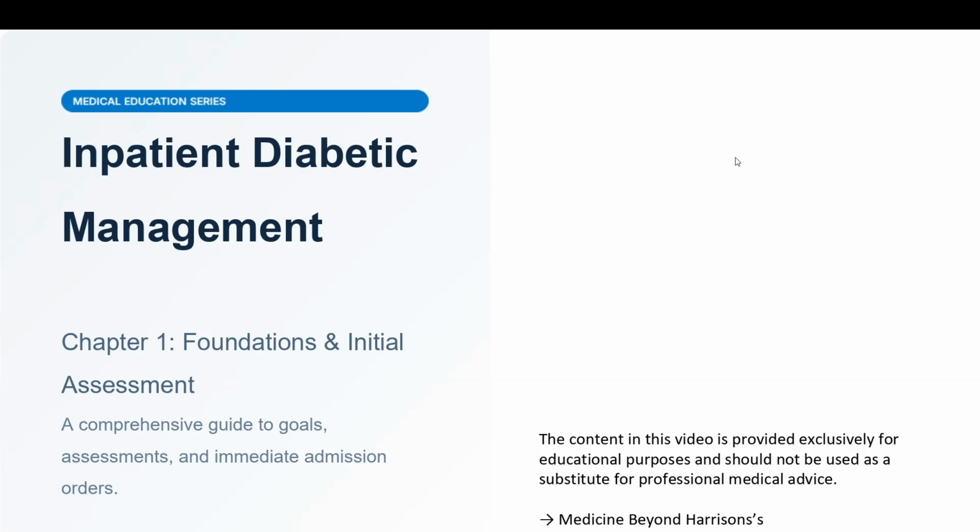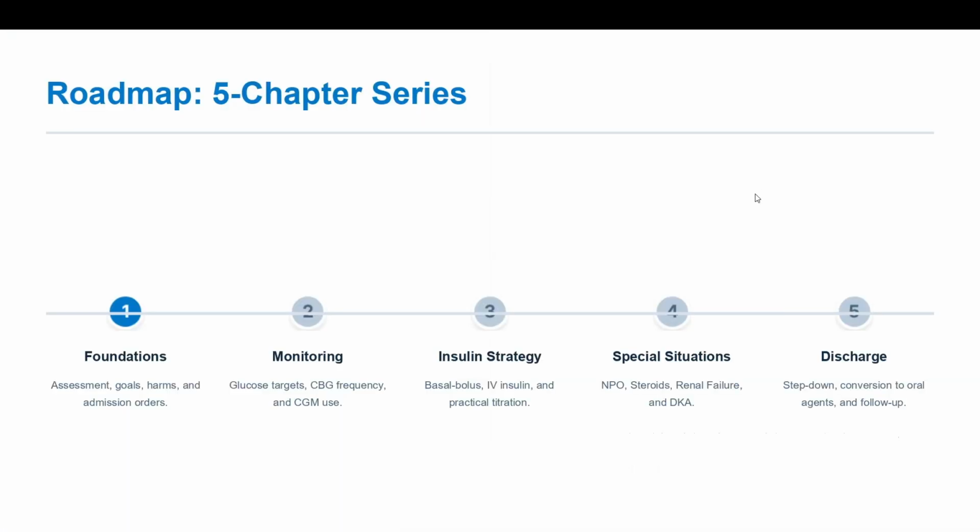So we split this inpatient diabetic management into 5 to 6 chapters. Initially, we discuss the foundations and initial assessment of inpatient diabetic management. So initially we'll discuss the foundations, assessment goals and harms. Then we'll go to monitoring, of how the inpatient diabetic assessment is done, the glucose targets, the capillary blood glucose monitoring frequency, the capillary glucose monitoring use.